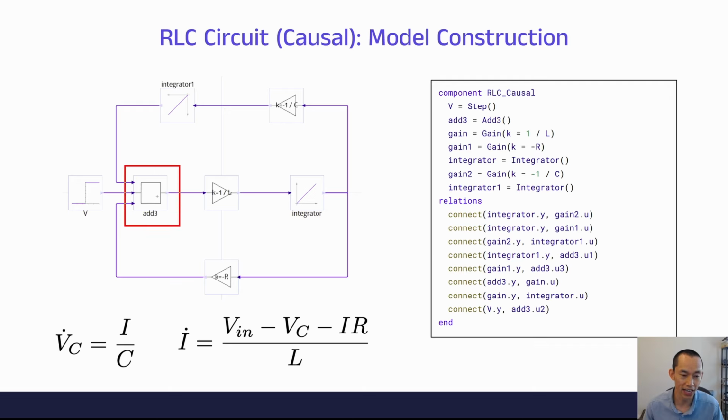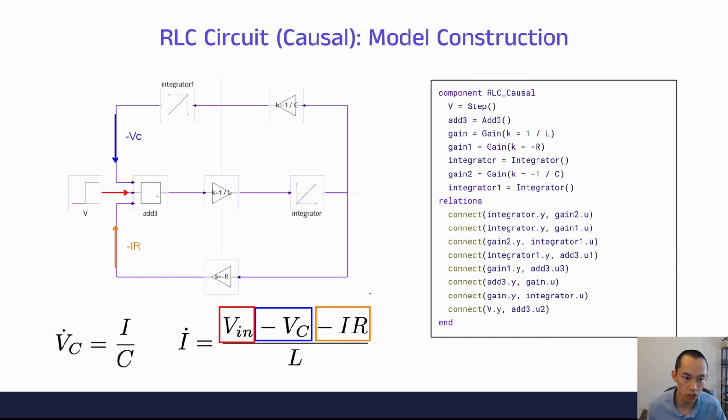So here we have an add block, which takes in 3 signals, right? We have the voltage source signal, which is V. We have this signal right up here. This signal is going to be negative VC, which is this right here. And then we also have another signal coming down from the bottom. And this signal is going to be negative IR. So the red term is obvious, right? That red signal is V, but it's not obvious yet that the blue signal is negative VC or that the orange signal is negative IR.